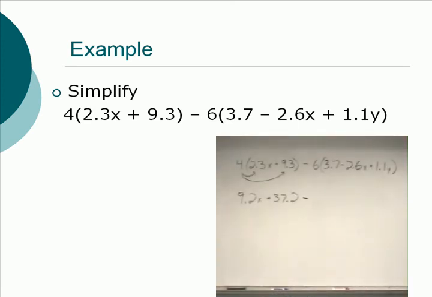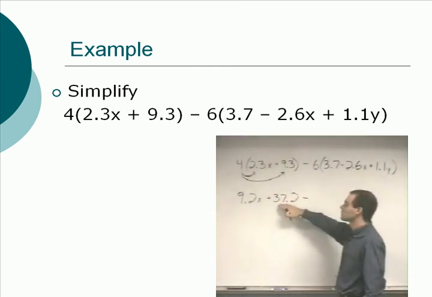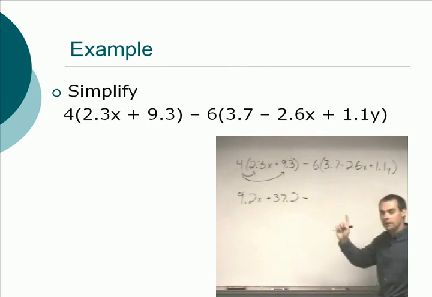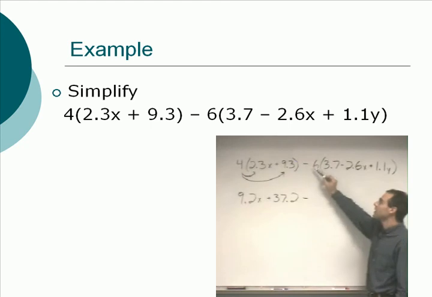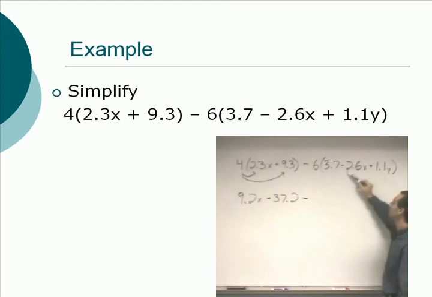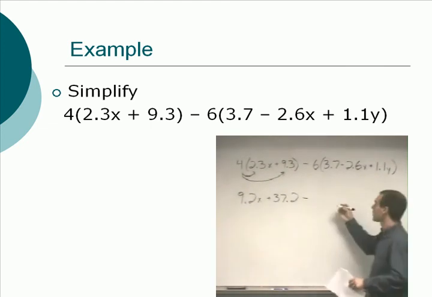All right, well, first of all, we'll distribute that 4 across the first set of parentheses. 4 times 2.3x, 9.2x. 4 times 9.3, 37.2. All right? Now, here's where a common mistake is made. Be careful of this. Is that negative sign locked to this 6 or not? It is. So when we distribute, we're going to take negative 6 times each one of these 3 coefficients. So when we take negative 6 times 3.7, we end up with negative 22.2.